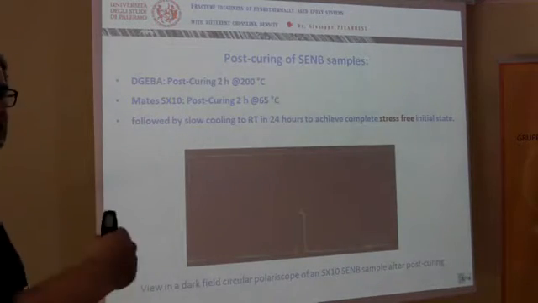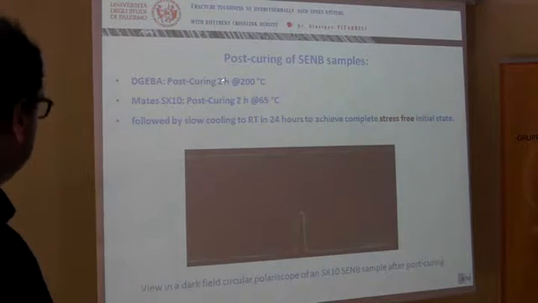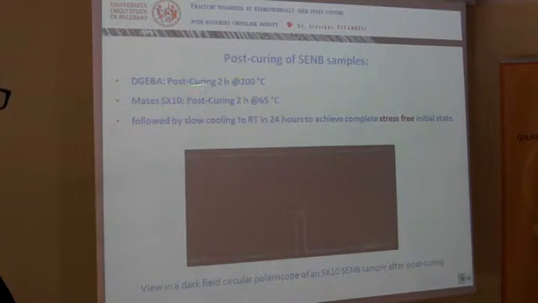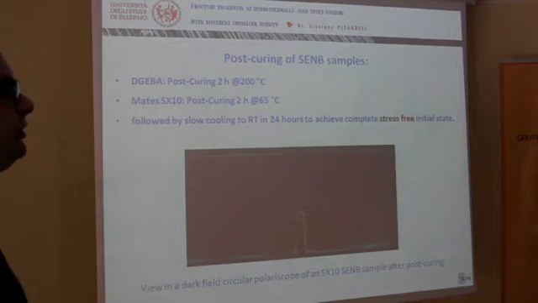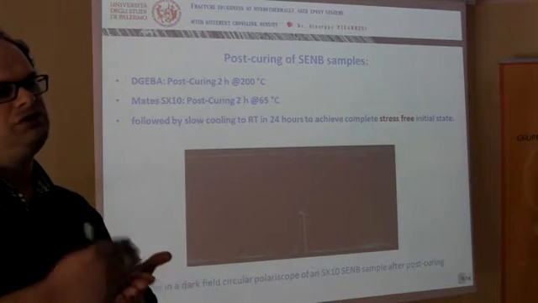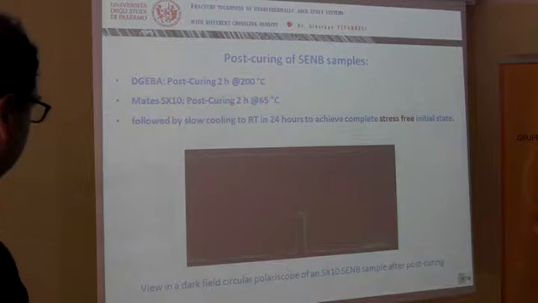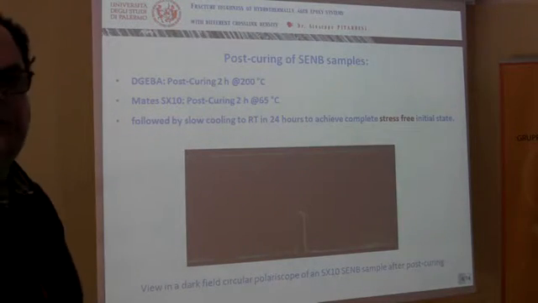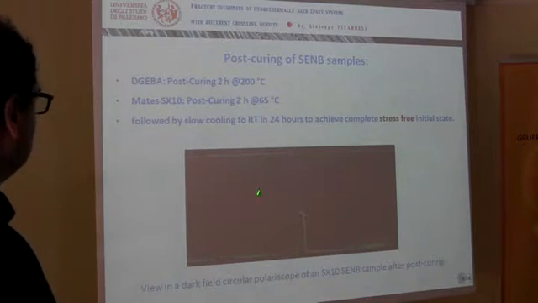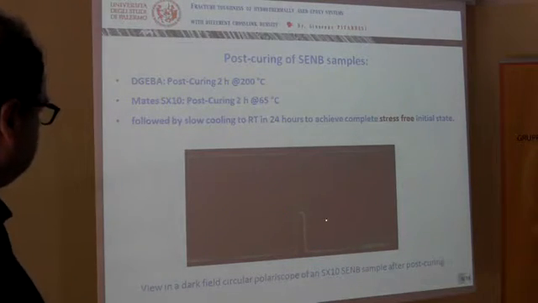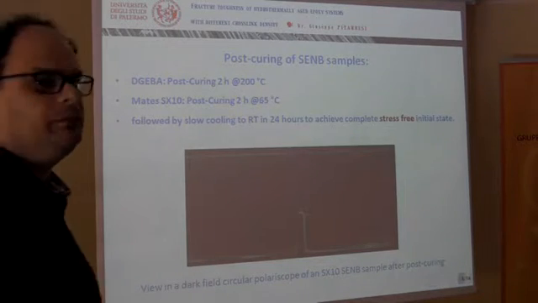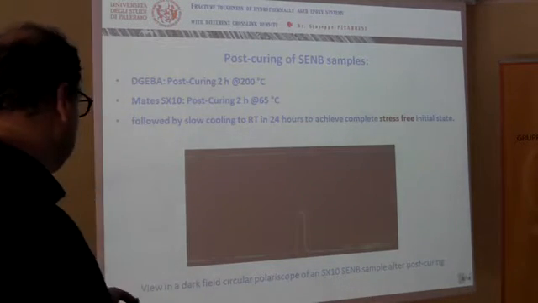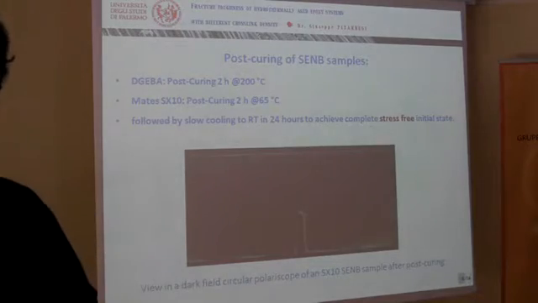After we prepared the samples, we post-cured them with two different post-curing cycles, and also we followed a very slow cooling to room temperature in order to relieve any initial stress from the machining and the notching of the sample. You can see here that this slow cooling is very effective in eliminating any initial stresses, because you see here a picture of one sample taken in a dark field polariscope. The fact that you cannot see any fringes is because the material is stress-free.